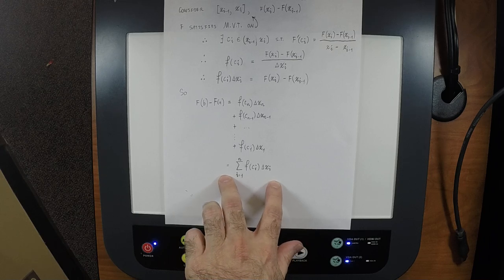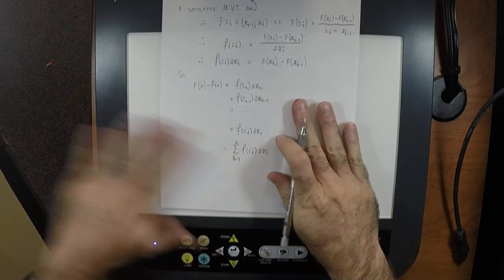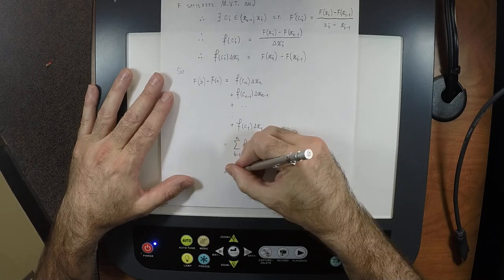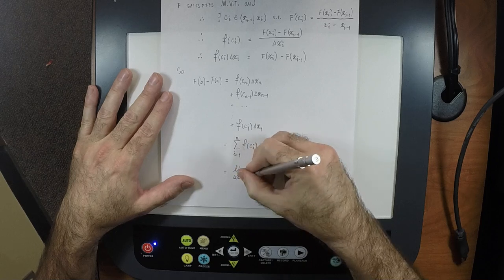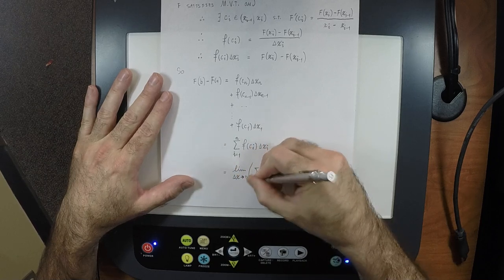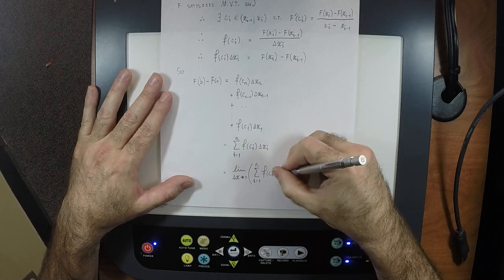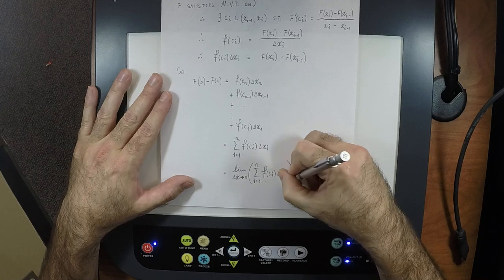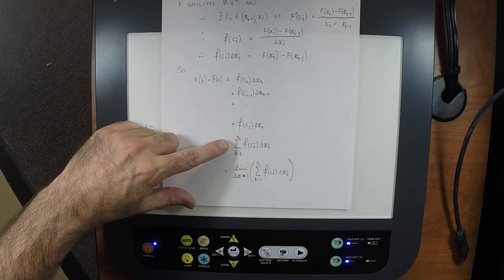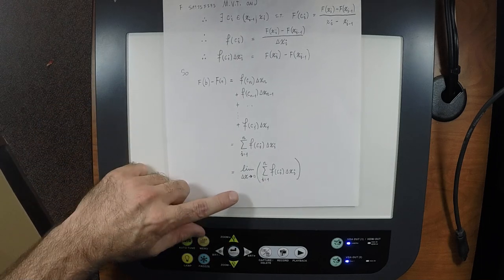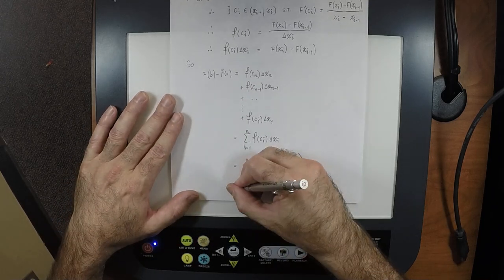And because this was arbitrary, we can say that this is therefore equal to also the limit as delta x, meaning the biggest one, goes to 0, because we arranged the right-hand side of the fundamental theorem to be exactly equal to this sum, so we can make it exactly equal to any of these sums, but what's the limit? That's the integral, and that's the proof.